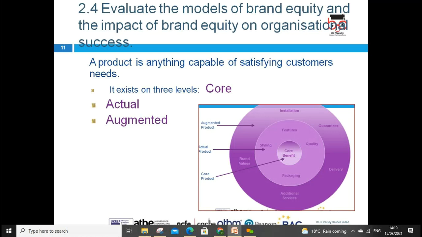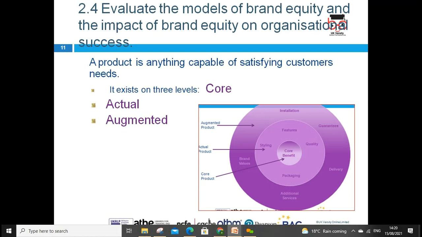Needs are the basic necessities of life, which are crucial. So as a marketer and brand manager, you have to think about the brand you're launching, what sort of needs and wants are going to be satisfied for the consumer. Then there exist three levels: core product, actual, and augmented.